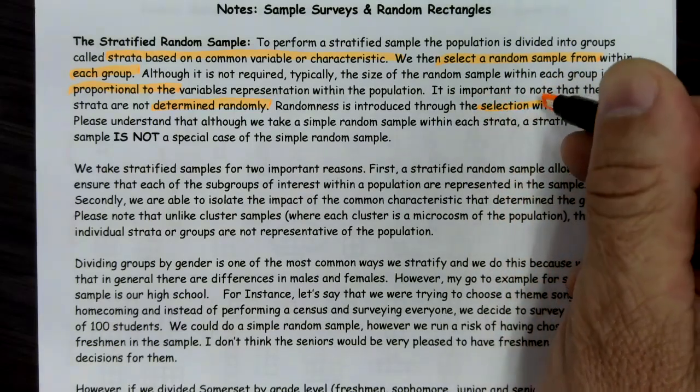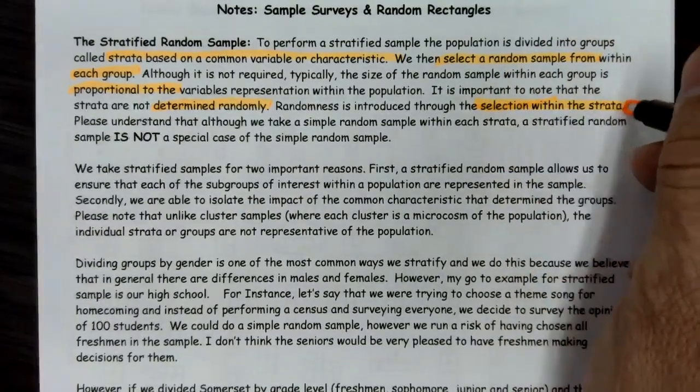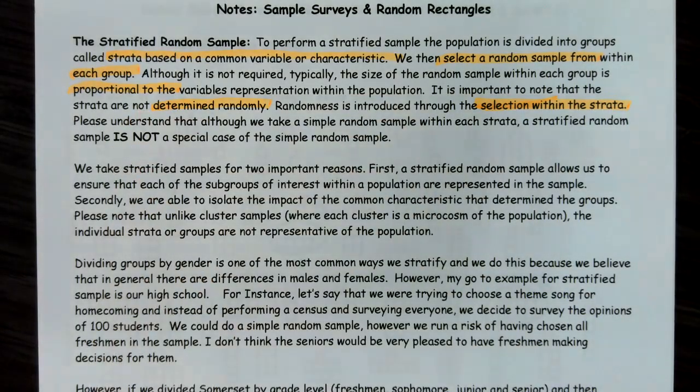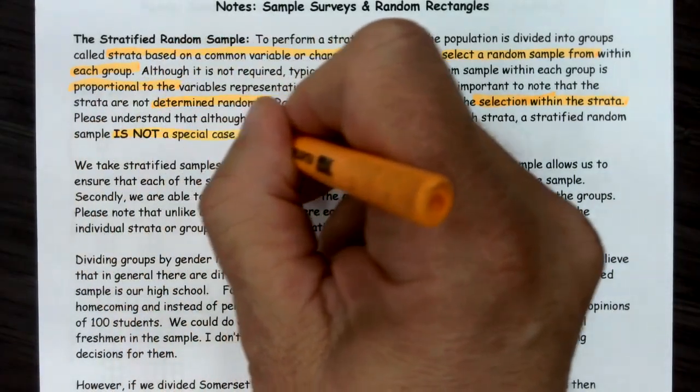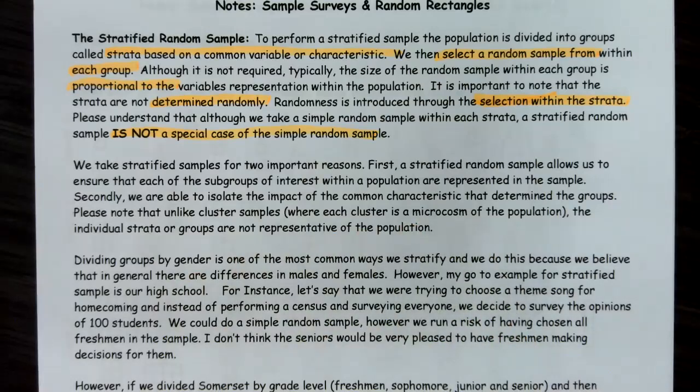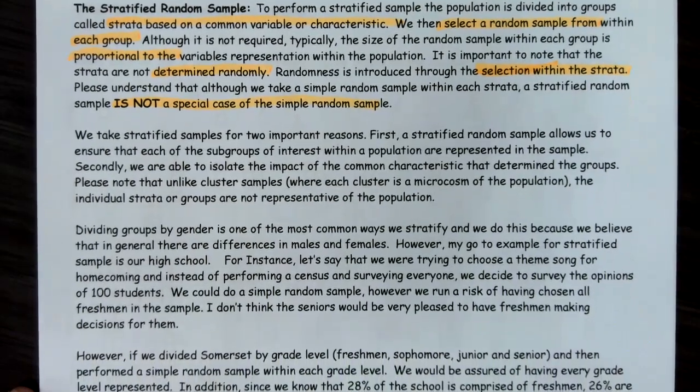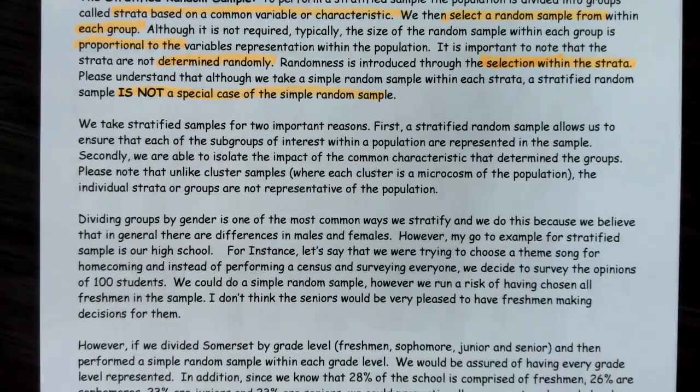Once again, just like in a cluster, every individual has a chance of being selected. With the cluster, we randomly selected the cluster. If we selected your cluster, you got sampled. If not, you weren't. Here, we go to each one of the strata, and you have a chance of being selected from that strata. Please note, this is not a special case of the simple random sample. Although every individual has an equal chance, not every group has an equal chance. The only one where every group has an equal chance is the simple random sample.